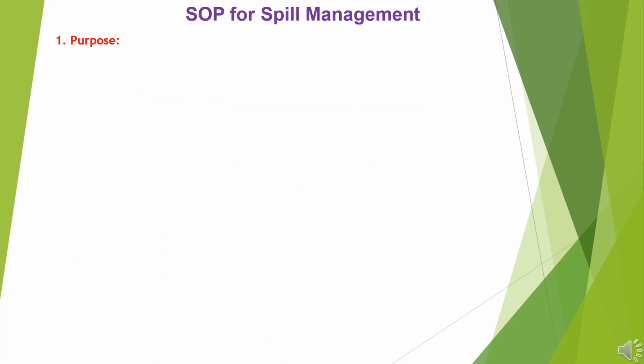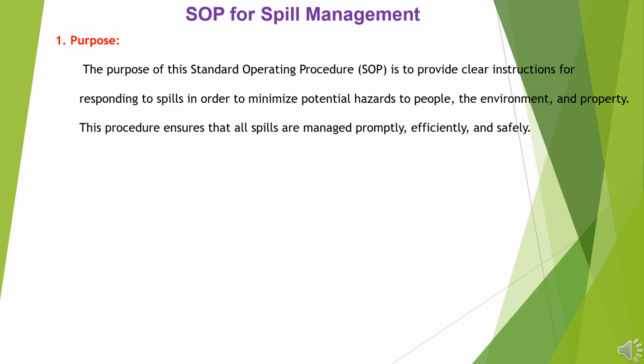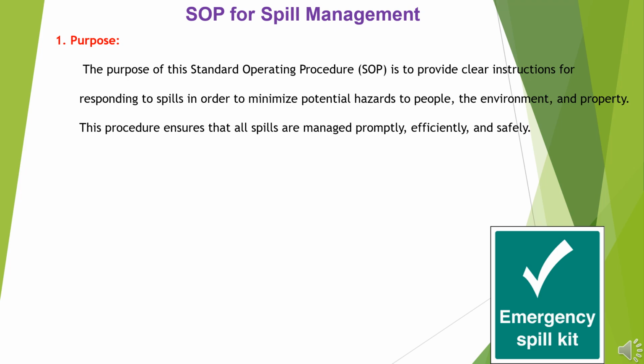1. Purpose. The purpose of this Standard Operating Procedure, SOP, is to provide clear instructions for responding to spills in order to minimize potential hazards to people, the environment, and property. This procedure ensures that all spills are managed promptly, efficiently, and safely.